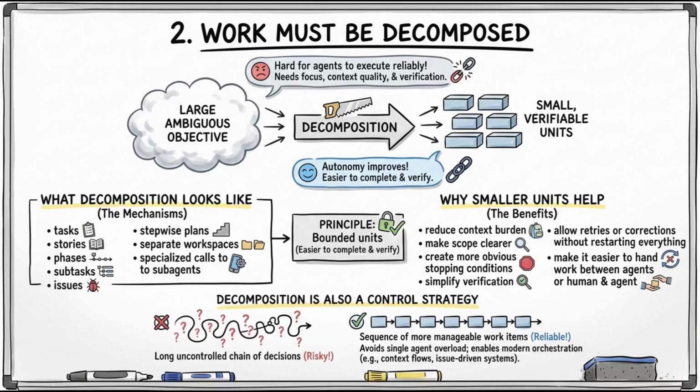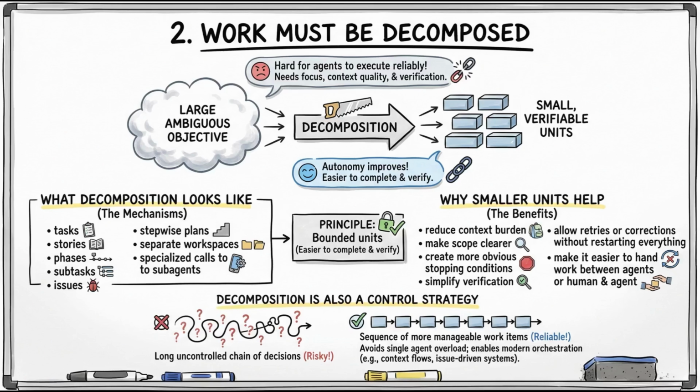Let's move on to our second major principle. Work must be decomposed. Put simply, an agent's autonomy drastically improves when its work is divided into small, verifiable units. Think about what happens when you give an AI agent a large, ambiguous objective. It becomes incredibly difficult for that agent to execute reliably over a long period. As the scope of a task expands, the agent struggles to maintain focus. The quality of its context starts to degrade, and it becomes much harder to verify if real, tangible progress is actually being made. To fix this, we have to break the work down.